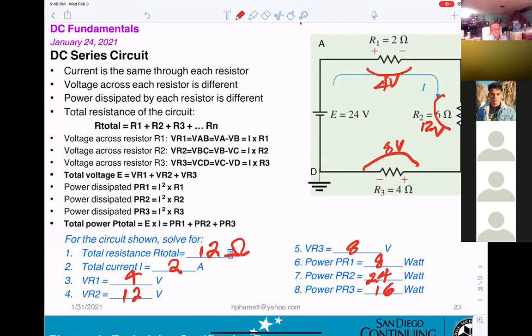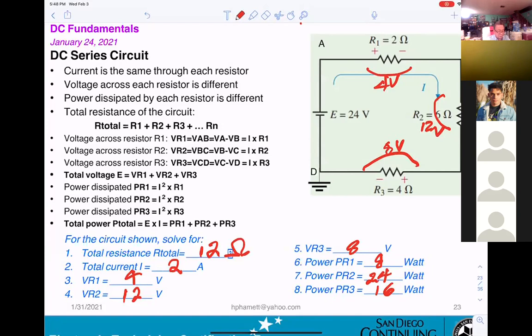So what's number 6? Number 6 is I squared R. So I squared, I is 2, and 2 squared is 4. So then 4 times R1, that's 8. And you just follow the same through 7 and 8.